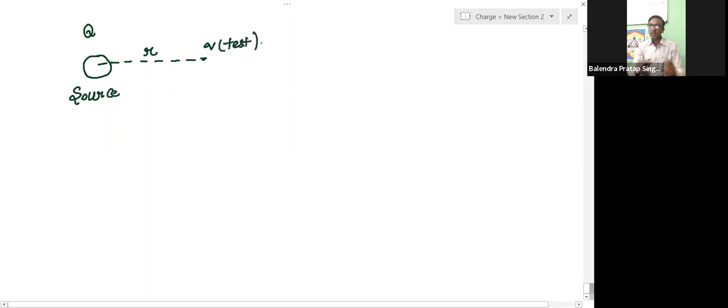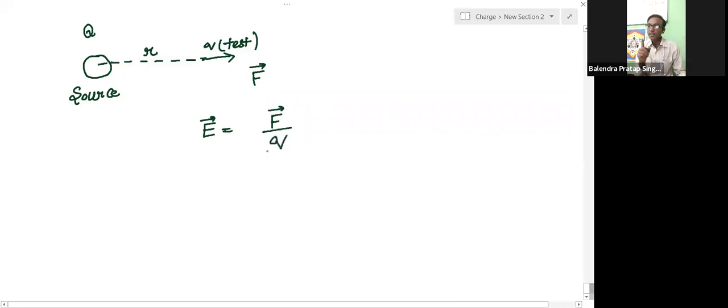Okay, so in this case this small q charge experiences a force, and the force is, as you know, 1/4 pi epsilon naught, k Q small q divided by r square. Okay, so that is the force, and from this force we can measure the field. What is the field? The electric field is equal to this force divided by small q.